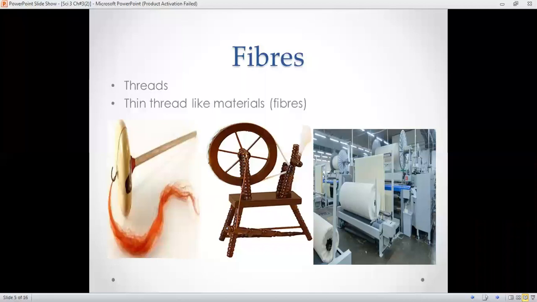So how is this fiber going to be made? These fibers are first spun. Spun means rotated into yarn. Yarn is like a ball in which the thread is wound round. First it is spun into yarn, and the spindle helps with the fiber.